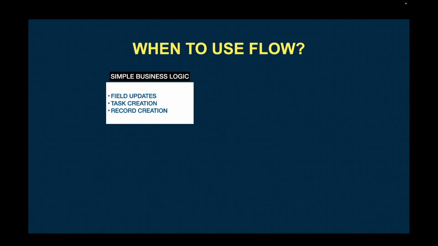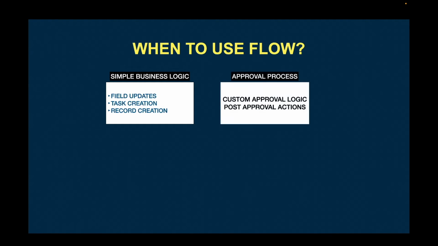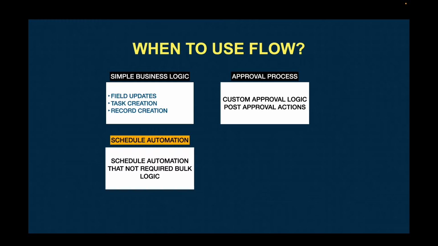Flow should be used when we have a very simple business requirement, like we want to update a field, we want to create a task, or we want to create a record, right? It also helps us in creating a custom approval logic, or we can implement the post approval action as well through the Flow. Flow also used in schedule automation that not required a bulk logic, like where too much loop is not required, then we can implement the Flow.